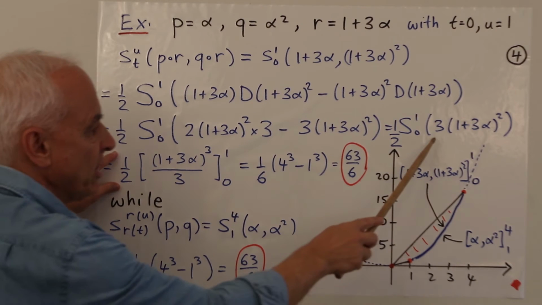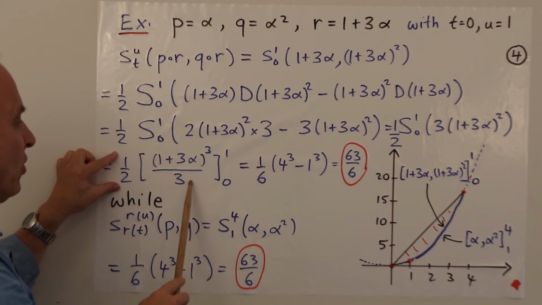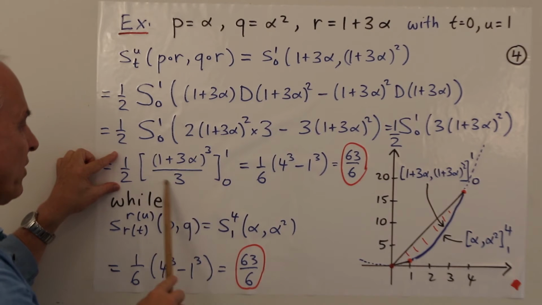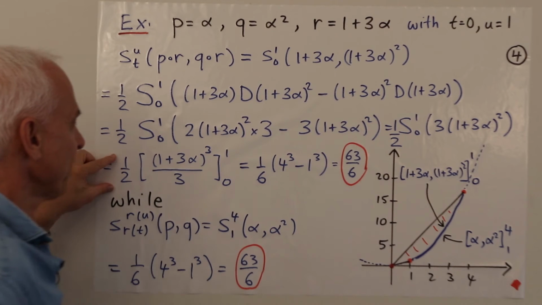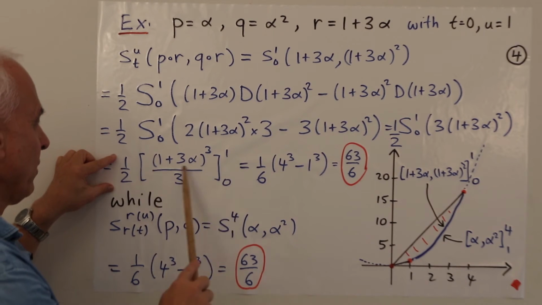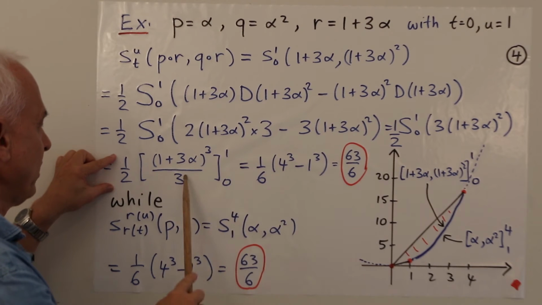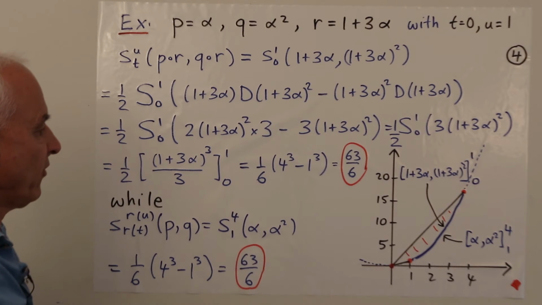Okay, this is easy to integrate. The integral is (1 plus 3 alpha) all cubed over 3. You can check that the derivative of this is what's inside here. And we're going from 0 to 1, so we substitute 1, at which point we get 4 cubed. Substitute 0, we get 1 cubed. This thing comes out with a denominator of 6 there.